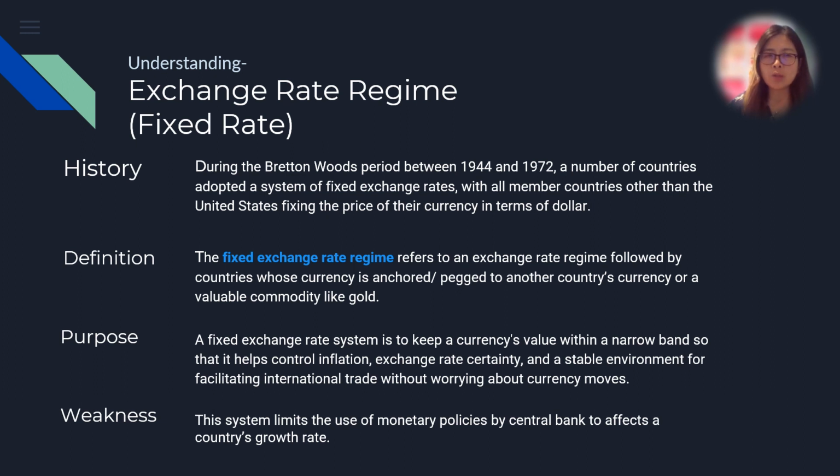So why would a country fix its exchange rate this way, we may be thinking? The purpose of fixed exchange rate system is to keep a currency value within a narrow band so that it helps control inflation, maintain exchange rate certainty, and have a stable environment for facilitating international trade without worrying about currency moves. With the benefit of fixed exchange rate, the country is also exposed to its weakness, as this system limits the use of monetary policy by central bank to affect country's growth rate.